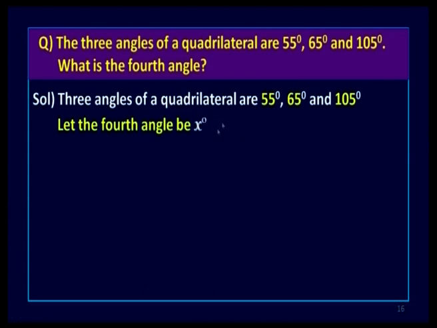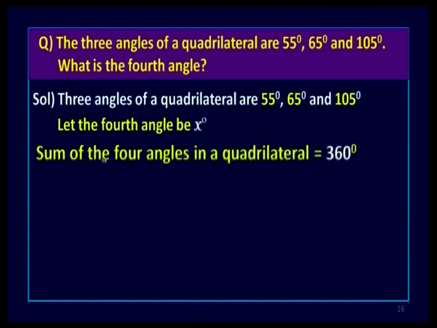Let the fourth angle be x degrees. Given three angles are 55 degrees, 65 degrees and 105 degrees. I am taking the fourth angle as x degrees. You know that the sum of the four angles in a quadrilateral is equal to 360 degrees. So what am I doing, children?